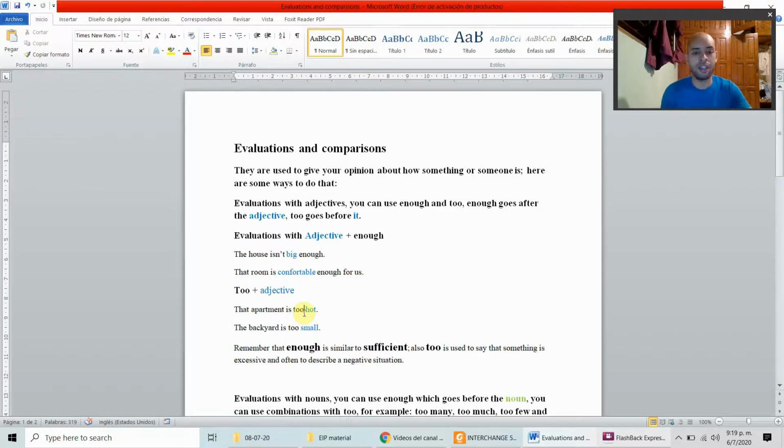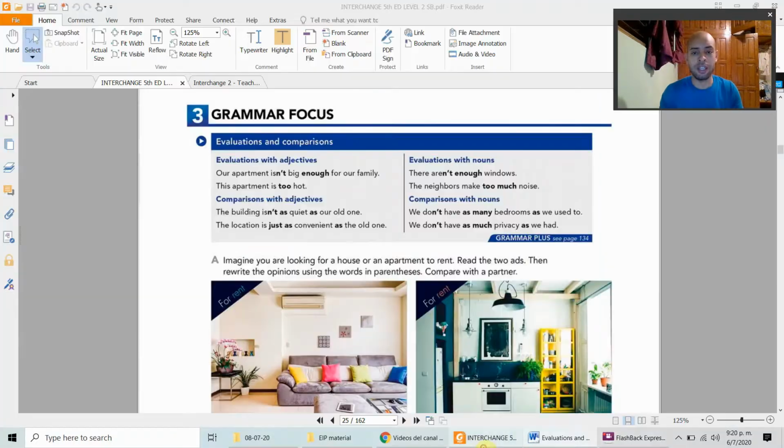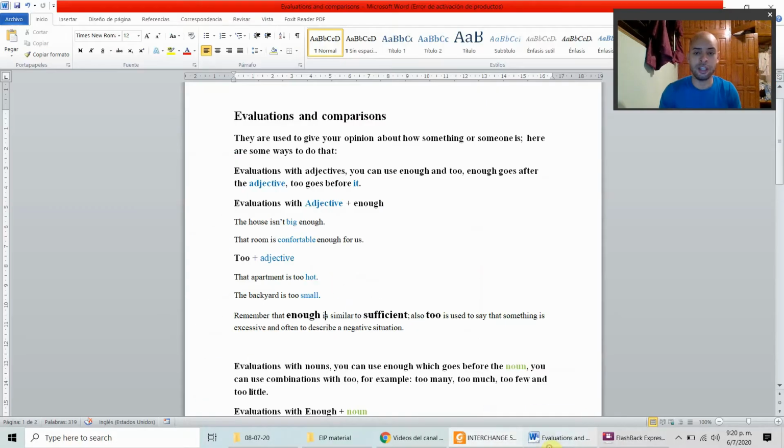As you can see, we are describing things here. We are describing, in this case, houses and apartments. Things related to houses. But you can use it to describe people as well as animals, and as well as ideas. For example, that idea is good enough, or that idea is too stupid. For example, that idea is too good. That person is too big. That person is too thin, not fat enough. That person is not intelligent enough. So you can use it with whatever you want. But since this unit is about making changes to houses and apartments and things like this, we are focusing on that.